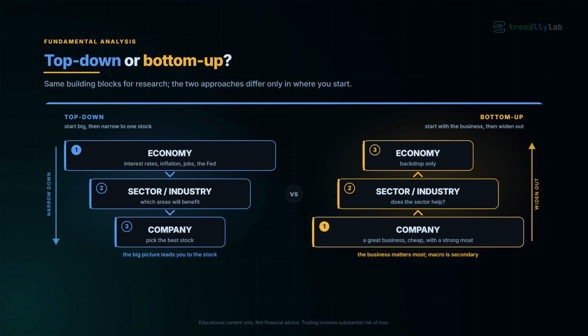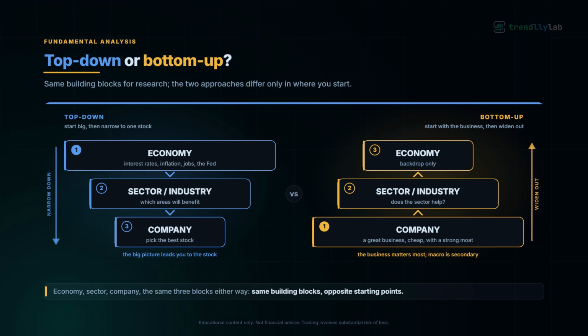Bottom-up runs the other way. You start with the business, admiring a membership model or a payment network, dig into the numbers, and only later widen out to consider whether the wider economy helps or hurts. Economy, sector, company. The same three blocks either way, in opposite order.